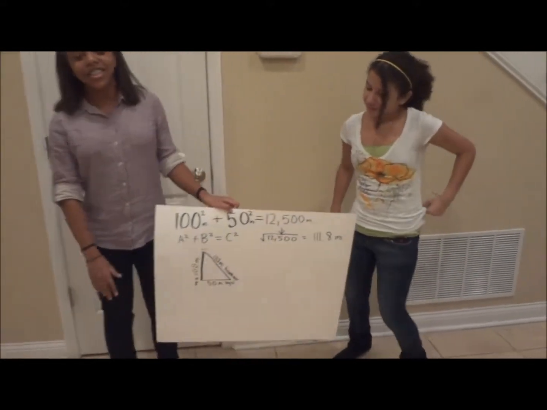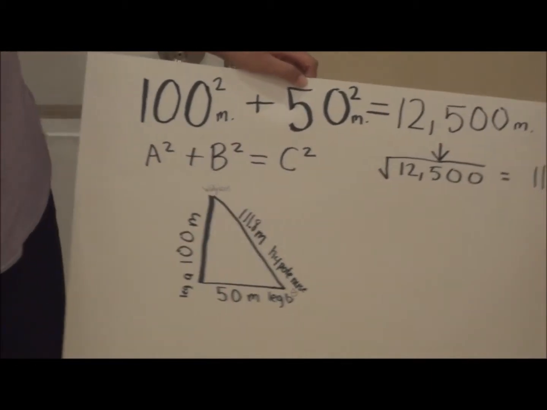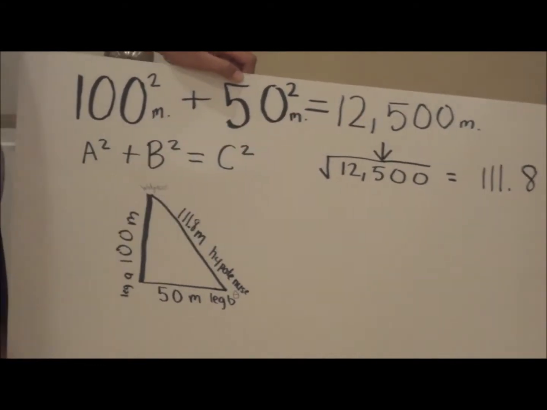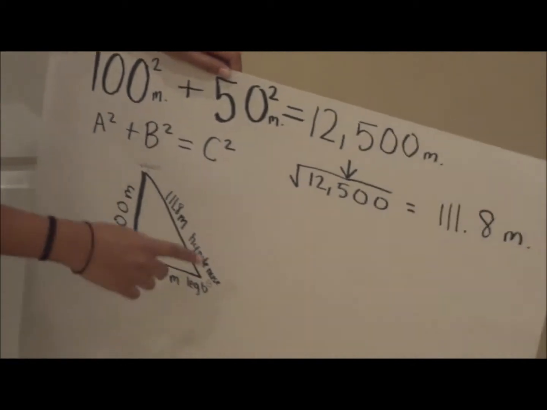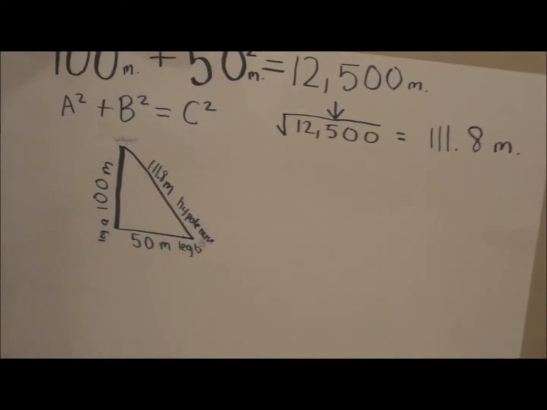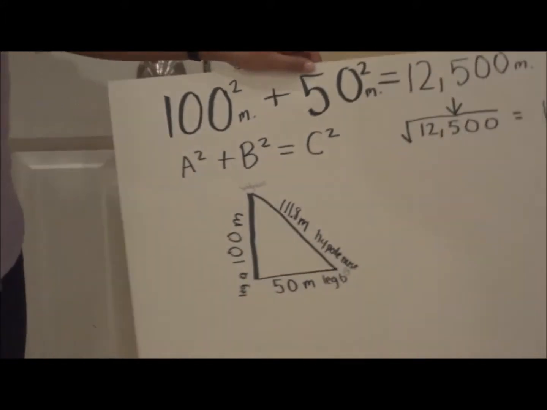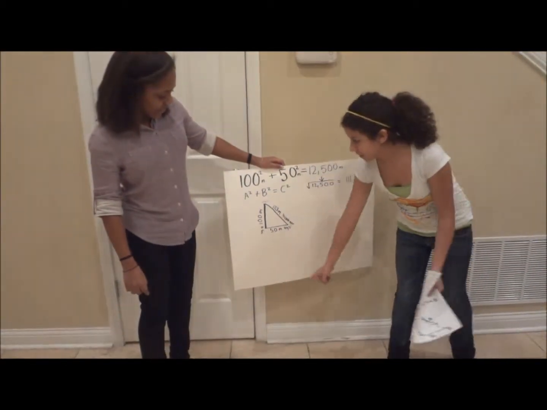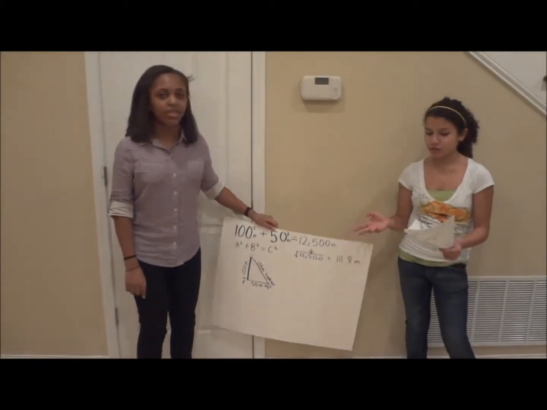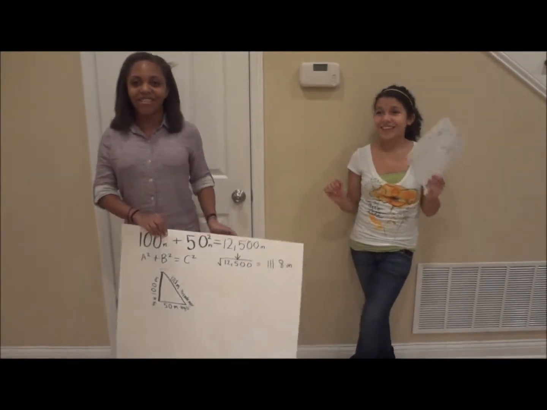The Pythagorean theorem says that a squared plus b squared equals c squared. So 100 squared plus 50 squared equals 12,500 meters. And the square root of 12,500 equals 111.8. So the shortcut would actually be shorter. Yeah, because 150 is greater than 111.8, so it would be shorter to go the shortcut. It's like a little shortcut. Yay, we figured it out.